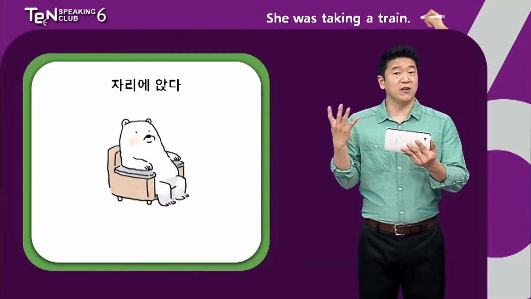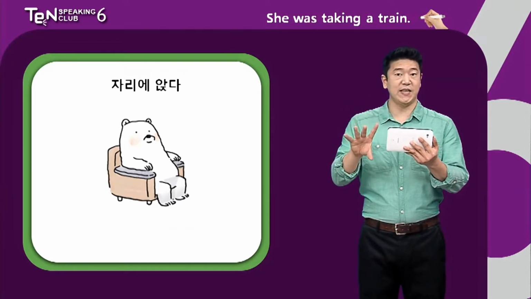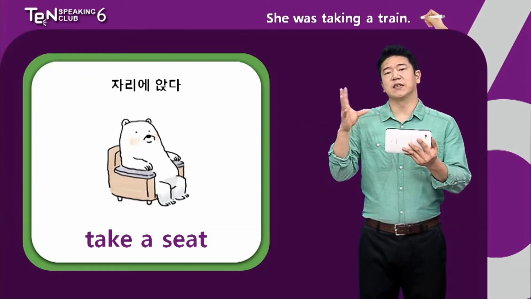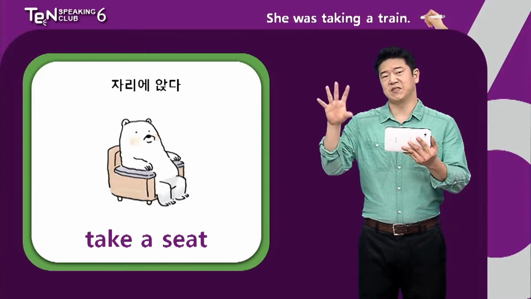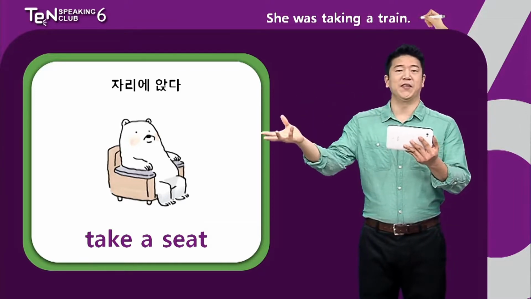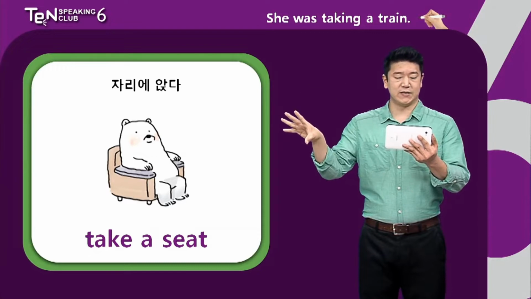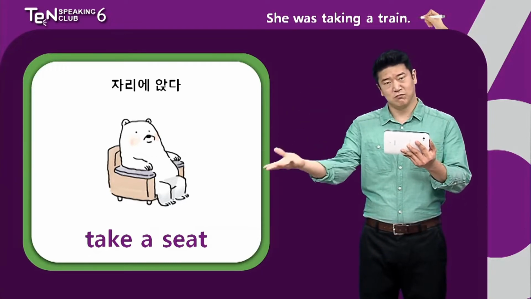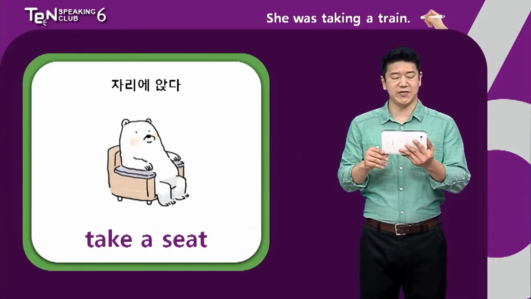Okay, so what else can we use? We could say 자리에 앉다, take a seat. So for instance, when you are in a classroom, before the class starts, the students might be standing up talking to each other, and then the teacher walks in and says, please take a seat. 자리에 앉으세요. Take a seat. Or why don't you take a seat? 자리에 앉으세요. Okay, take a seat.